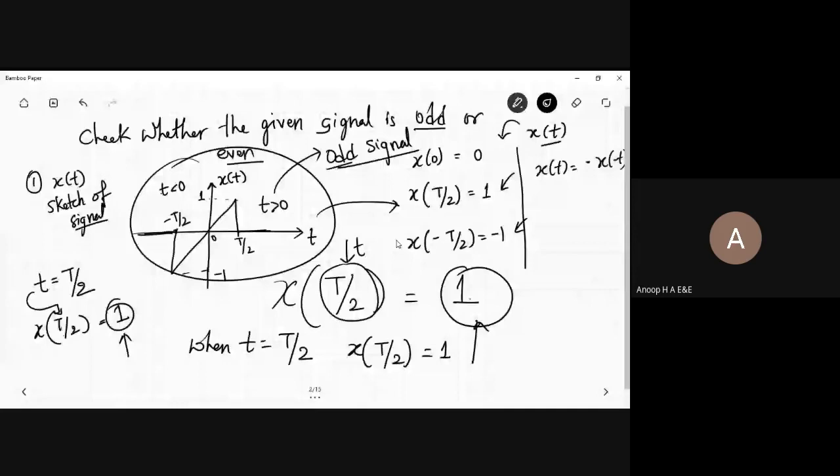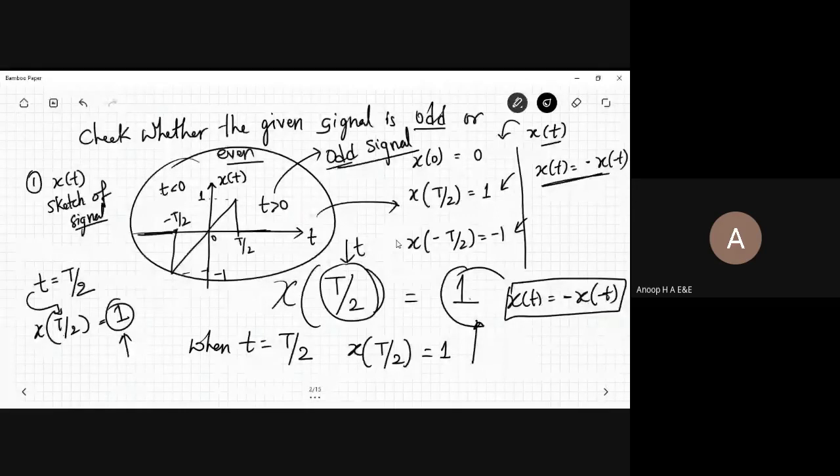So let me write here again. So x of t will be equal to minus x of minus t. Hope it is clear to you. I hope everyone has got this fundamentals clearly. Even if I take one more class, it's not a problem. So these are the fundamental things that you need to be very clear with. Okay, so given any signal, you have to identify whether it is an odd signal or an even signal.